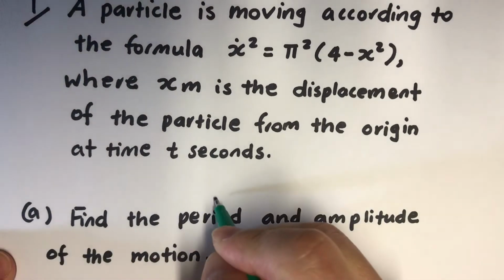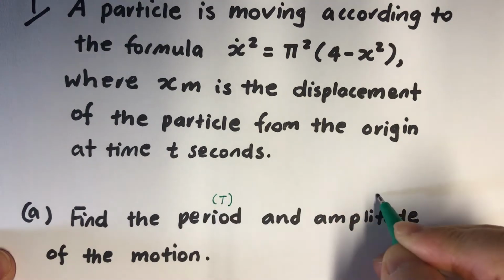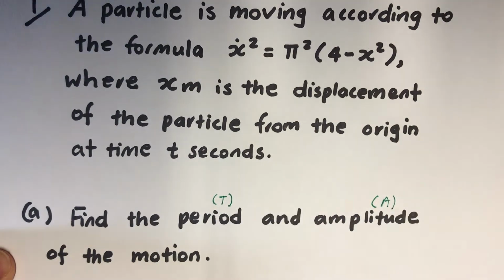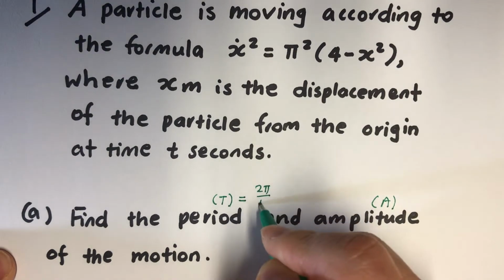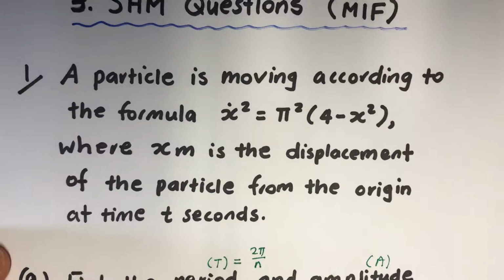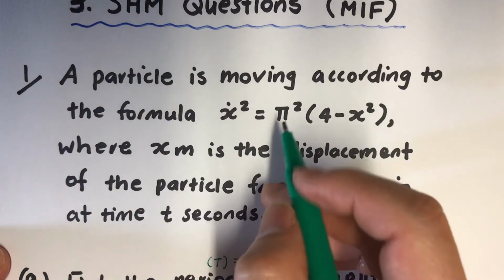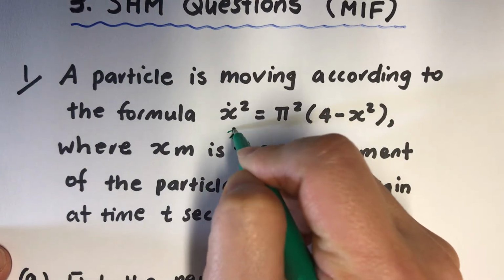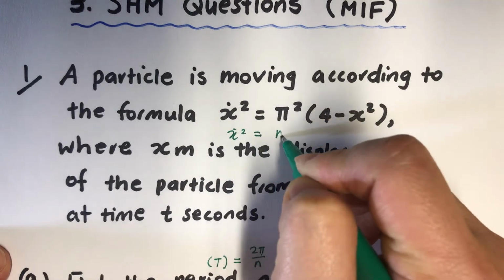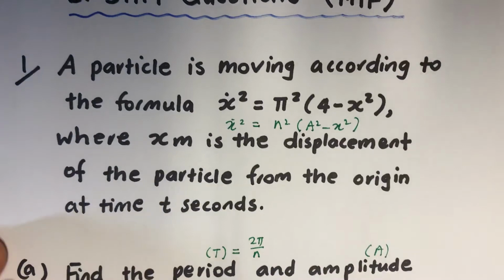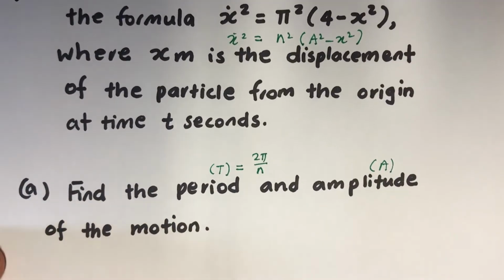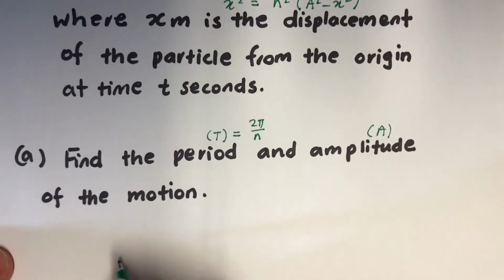Period is capital T, amplitude is capital A. And period is also 2 pi over n, isn't it? Yep. Now this formula looks very familiar. That was n squared, a squared minus x squared. Okay, so we got that. Now, how are we going to find this?